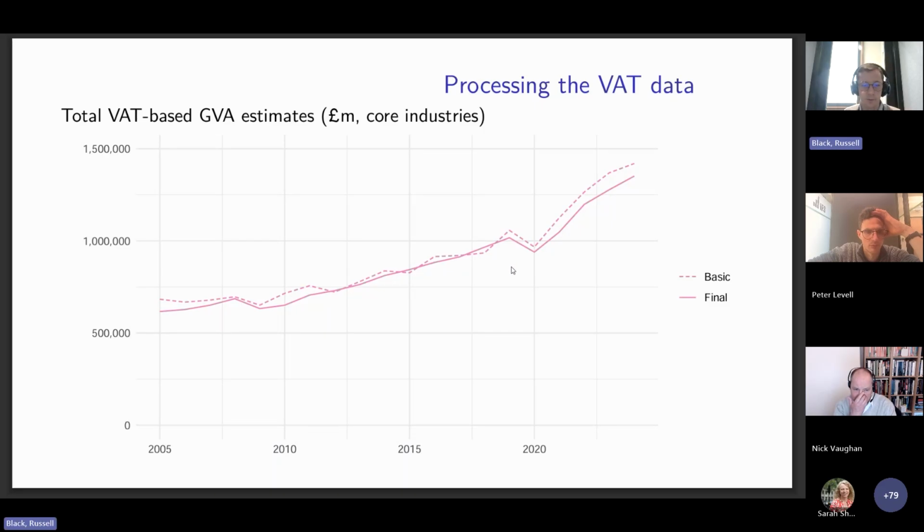So everything else from here on, we'll be using this final line for the total GVA growth for these core industries, calculated using the medium-term 18-month sales purchases ratio.